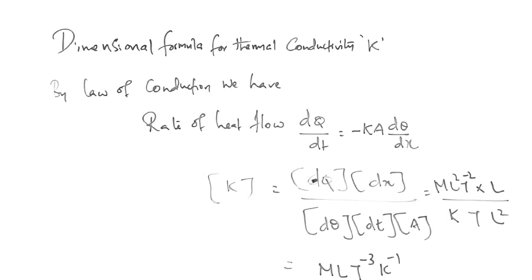Now dQ is heat, so it is energy. Dimension of energy is ML square T raised to minus 2, into dx, that is distance, so L, divided by dimension of temperature, that is K, into time, into area, that is L square. So solving, we get MLT raised to minus 3 K raised to minus 1. That is the dimensional formula for thermal conductivity K.